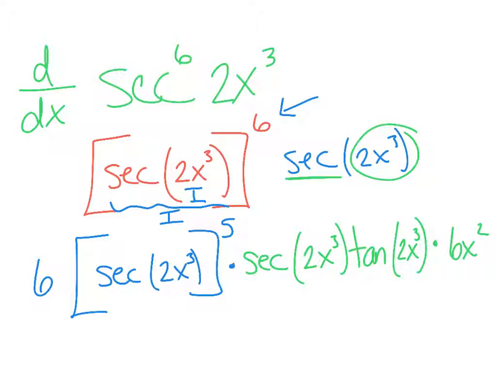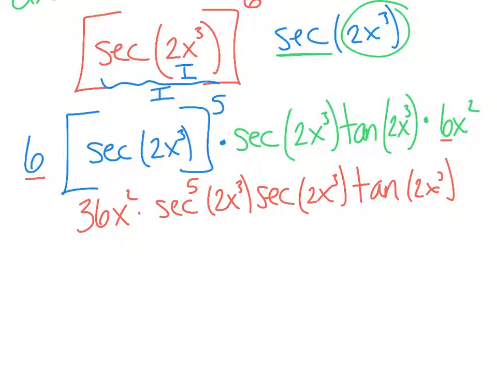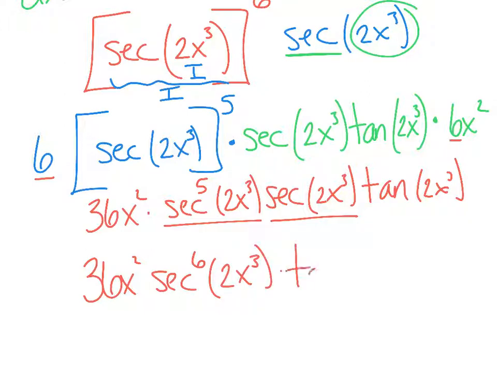Okay, so lastly, I'm just going to clean it up and multiply anything I can together. So it looks like the 6 and 6 make 36x squared. Then I have secant to the fifth of 2x cubed, secant of 2x cubed, and tangent of 2x cubed. Now there's actually one more move I can do on this part because hopefully you noticed you have secant of 2x cubed times secant of 2x cubed. There's 5 here and 1 here. I really can say that's secant to the sixth of 2x cubed times the tangent of 2x cubed.